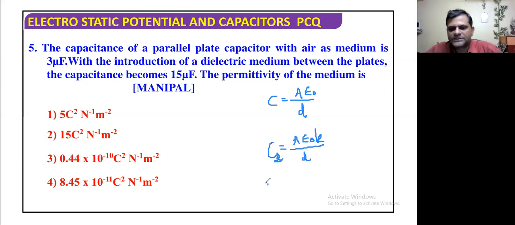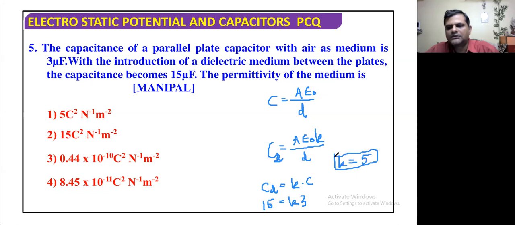Okay, that means we can understand that this C_D is actually going to be K times C here. And C_D is given to be 15 microfarad. And C is already given to be 3 microfarad here. Look, this air filled capacitor has capacitance 3 microfarad given, and therefore what will be the value of K? K will be 15 upon 3. That means K will be 5.